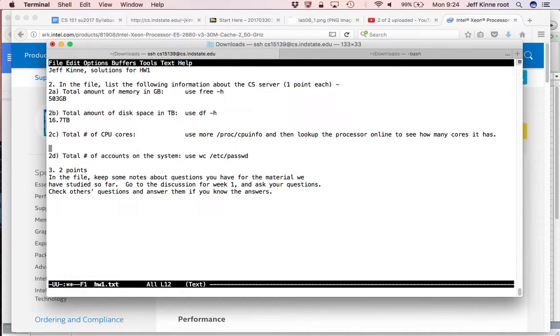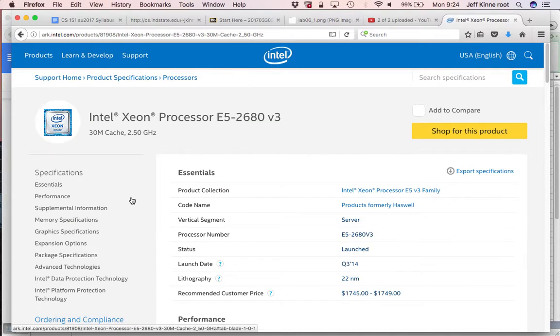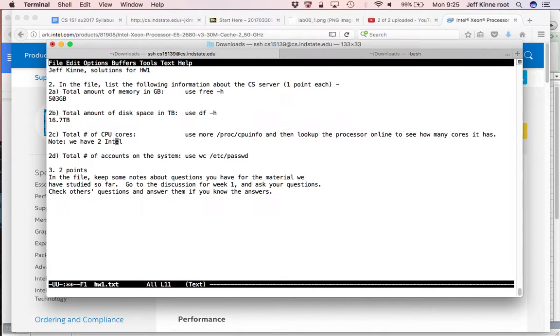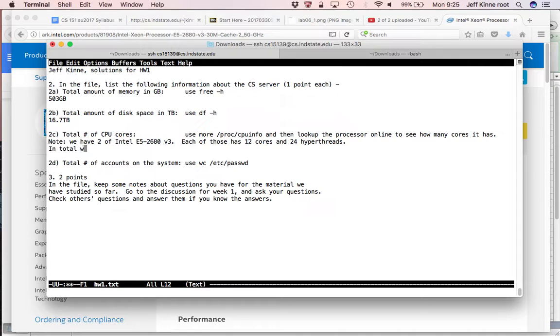So let's put in here. So note we have two Intel, so we have two of these, each of those has 12 cores and 24 hyperthreads. In total, we have 24 cores and 48 hyperthreads. Okay, so if you said 12 or 24 or 48, I counted it as correct. The best answer here would be 24.